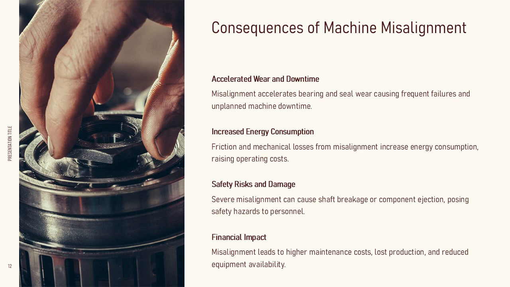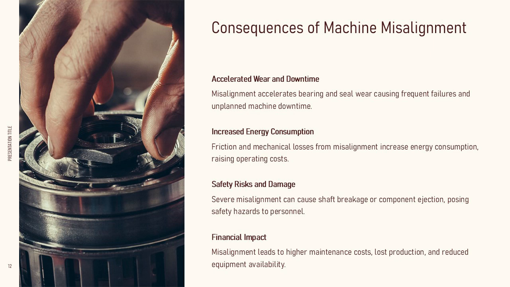The consequences of machine misalignment extend far beyond increased vibration levels. Misalignment accelerates bearing and seal wear, leading to frequent failures and unplanned downtime. Couplings experience excessive stress, reducing their service life and increasing the risk of catastrophic failure. Energy consumption rises as friction and mechanical losses increase, negatively impacting operating costs and sustainability goals. Misalignment also contributes to elevated temperatures, lubricant degradation, and noise emissions.